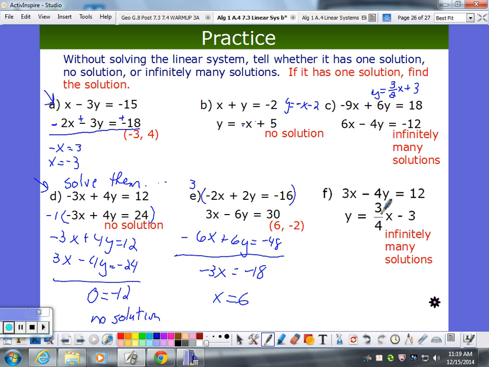So how would you get rid of this fraction? Yeah? You multiply by 4. Everything. Let's multiply by 4.